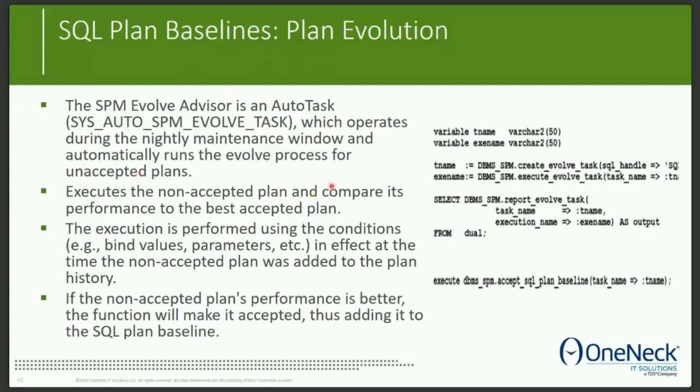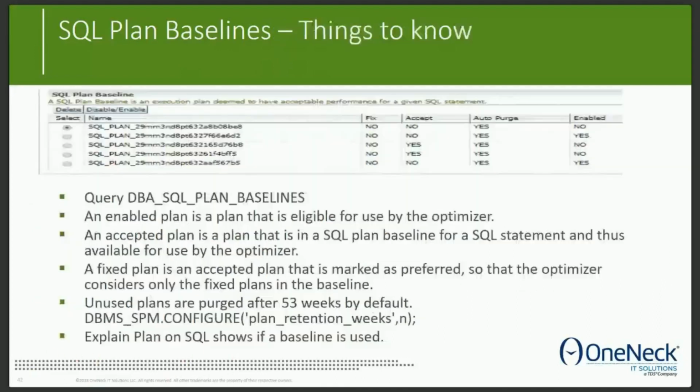Plan evolution. You can manually do the plan evolution, or you can also enable the SYS_AUTO_SPM_EVOLVE_TASK. That is an auto advisor task which will run nightly and look at all the plans. It will evaluate all the plans nightly, and if it finds a better plan, it will make that plan an accepted plan so that Oracle can execute that plan in the future.